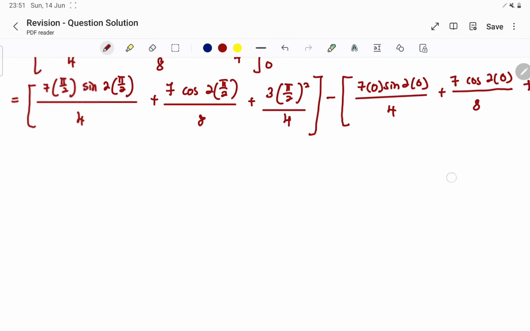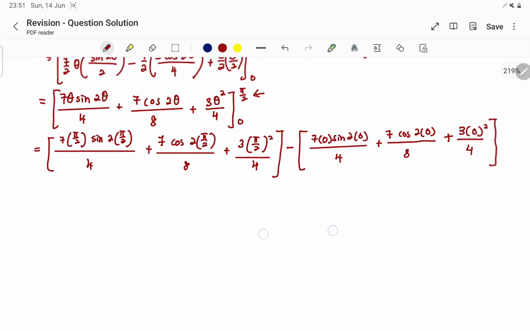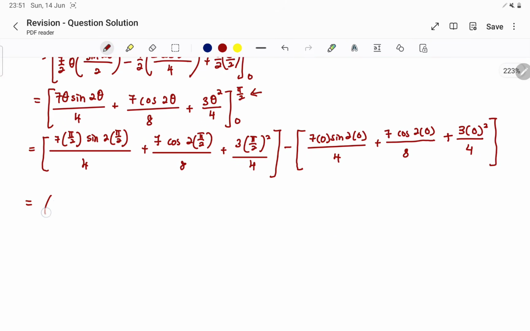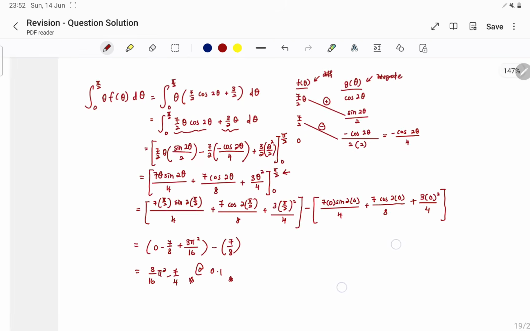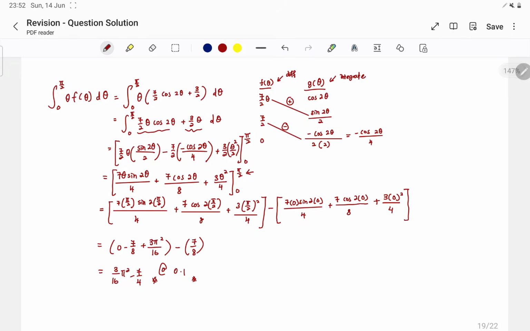Then here you calculate the values properly, and you're going to get 0 minus 7/8 plus 3π²/16 minus 7/8. Then here you get 3/16 π² minus 7/4. This is the answer. Or if you want to change it to a decimal, then you're going to get 0.1. Okay, so this is how to do the question.